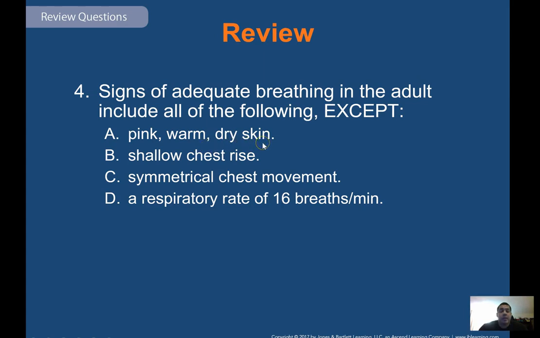Pink, warm, dry skin. That's adequate. Symmetrical, so moving as one. Chest movement, so equal chest rise and fall. What's your normal respiratory rate as an adult? 12 to 20 breaths a minute. So a respiratory rate of 16 breaths a minute. Anytime you see shallow or labored, that's a sign of inadequate breathing.